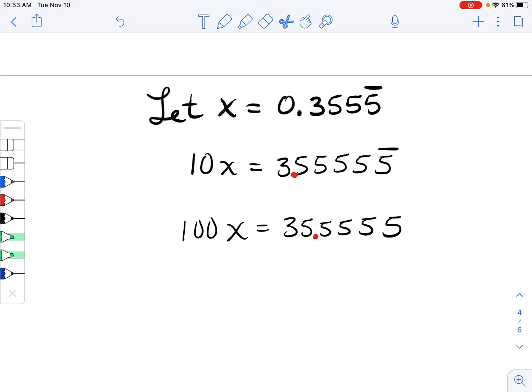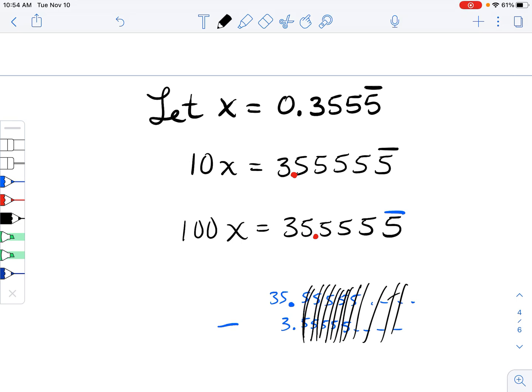Now, why am I doing this? Well, if I have 35.55555 and so on, and I want to get rid of that repeating decimal, then I want to subtract 3.55555 and so on. So my repeatings will subtract from one another, and I'll just get a 33. Cool. But wait a second, how am I allowed to subtract those? Well, you have to realize that 35.5 repeating was 100x, and 3.5 repeating was 10x. So I'm going to subtract those.